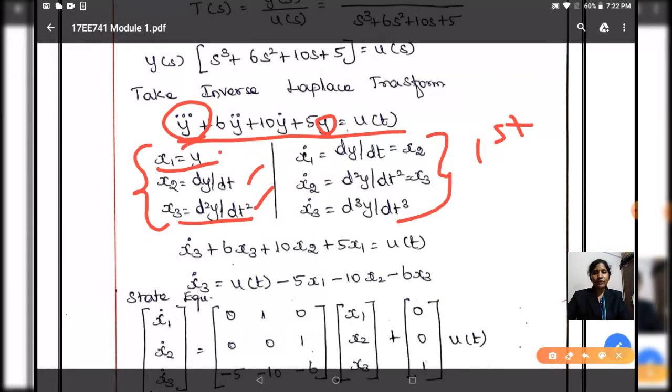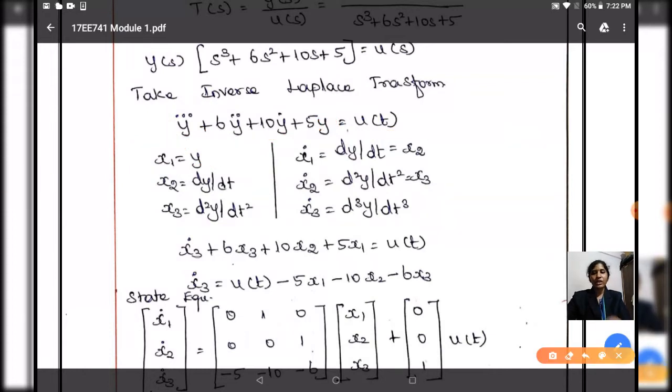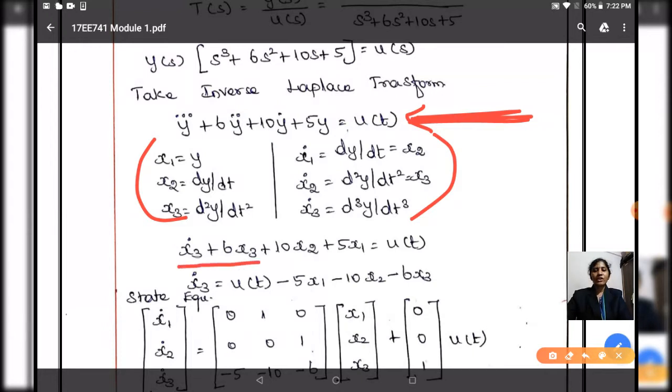Substitute the value, that is, replace your physical variable. So this is your physical variable. Replace all the physical variables given in this equation by means of your state variables that you have framed over here. So when you replace it, you will get x3 dot plus 6x3 plus 10x2 plus 5x1. So from this you can identify what is your x3 dot.